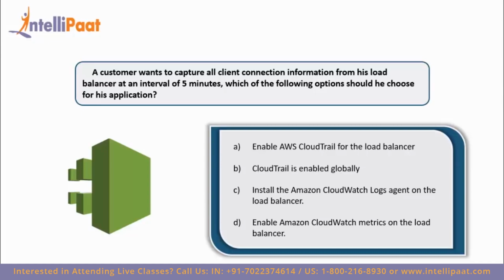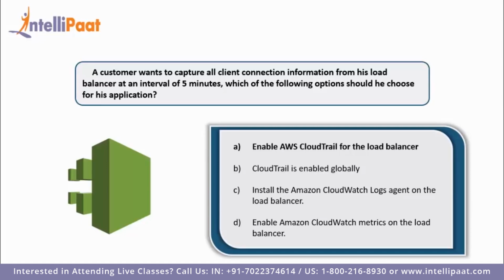All right. So the answer for this is A, that is, you should enable AWS CloudTrail for the load balancer. The reason being, option B is not correct: CloudTrail is not enabled by default, or enabled globally for all the services. Option C says install Amazon CloudWatch, so option C and option D, you will not even consider. The reason being that you're talking about the log of the client information, right? Who all are connecting to the load balancer, what IP addresses are connecting to the load balancer, etc.